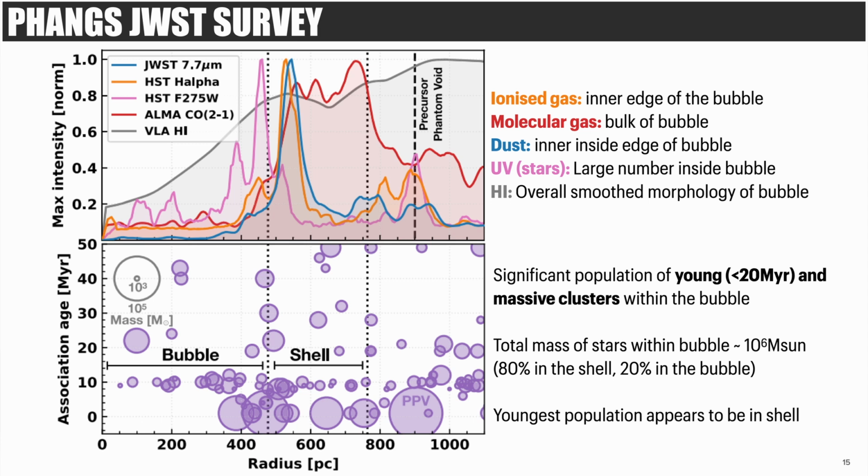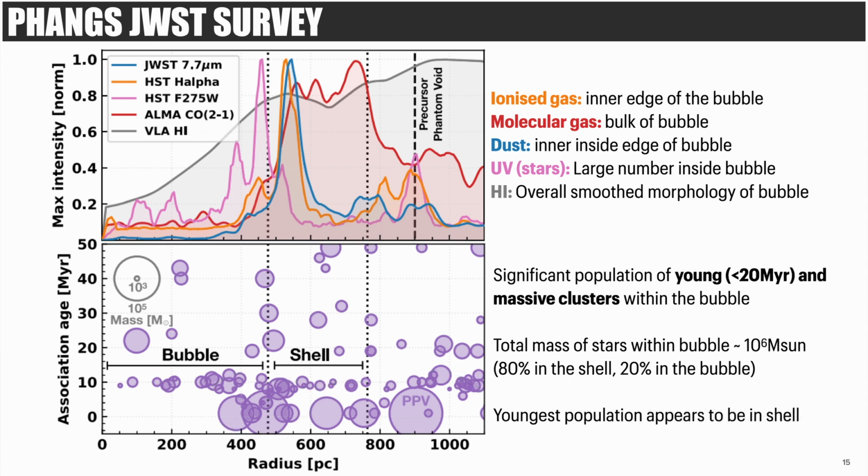For example, firstly, we're seeing that there's a significant population of relatively young, so less than 20 Myr old, clusters, which are distributed through the center of the bubble. And interestingly, towards the shell of the bubble, we can see that there's a downturn where we can see very massive and also very young, so less than 10 Myr old, clusters that are distributed on that inner edge of the shell of the bubble.